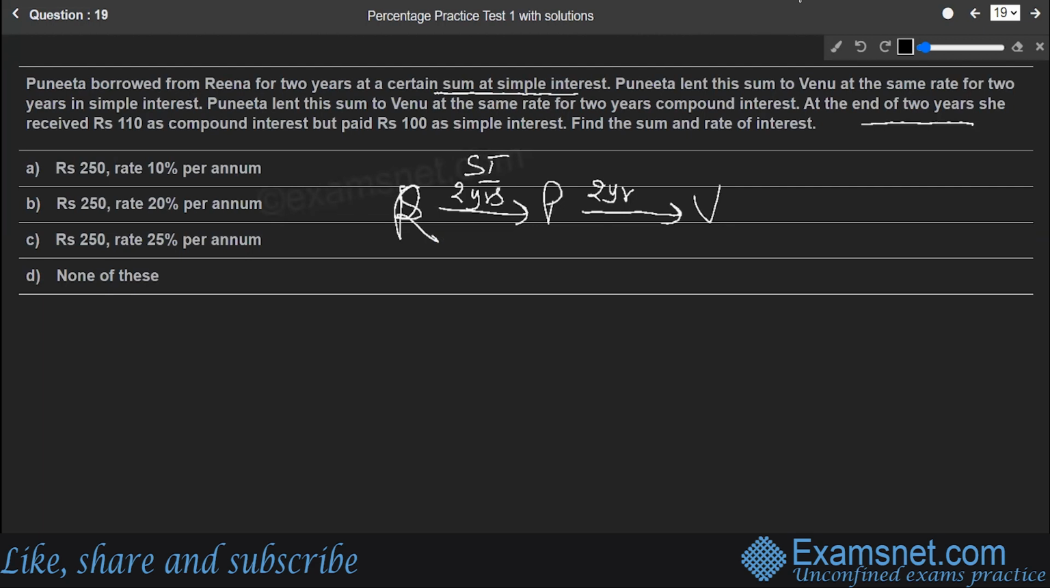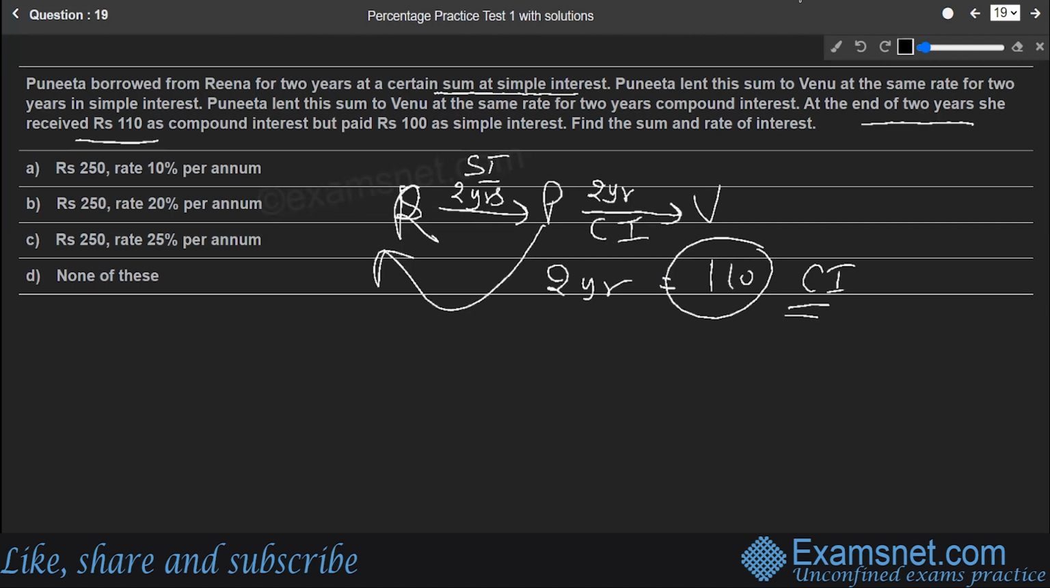At the end of 2 years, she received 110 as compound interest. Okay, so at the end of 2 years, how much is she receiving? She is receiving 110 as compound interest, because she has lent it to Venu as compound interest, but paid 100 as simple interest. So Punita has to pay back to Reena, because she has taken it from Reena. So she had to pay 100 rupees back to Reena, and she received 110 as compound interest from Venu. Okay, this is the situation.